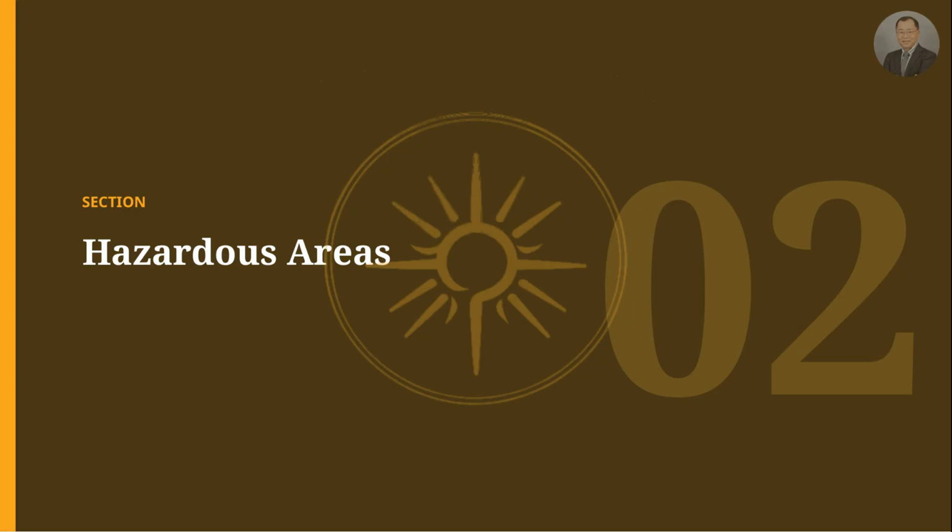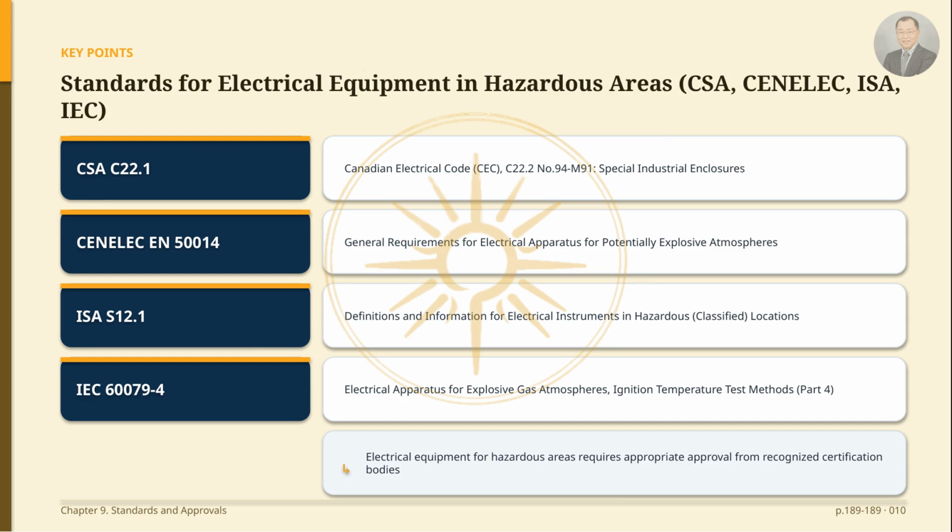Next, we turn to hazardous areas. I would like to introduce the standards applied to electrical equipment used in hazardous classified locations. CSA C22.1 refers to the Canadian Electrical Code, or CEC, and C22.2 numbers 94 and 91 cover special industrial enclosures. EN 60079-0 from CENELEC, the European Committee for Electrotechnical Standardization, specifies the general requirements for electrical apparatus for potentially explosive atmospheres. ISA S12.1 contains definitions and information pertaining to electrical instruments installed in hazardous classified locations.